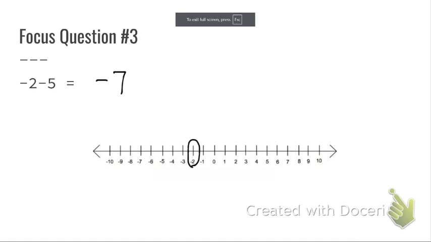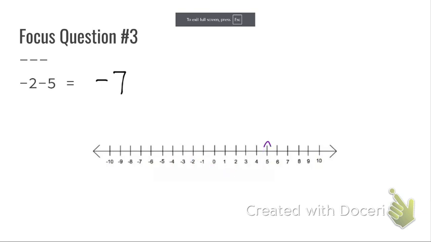So -2, back 5 more, -7, all right. We could also think about the distance between them, -2, +5. How far are they apart? They are 7 spaces apart, but we start to the left, so -7. That may be a little more than you want to think about, but just another way.